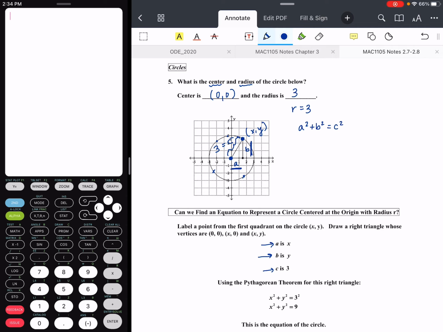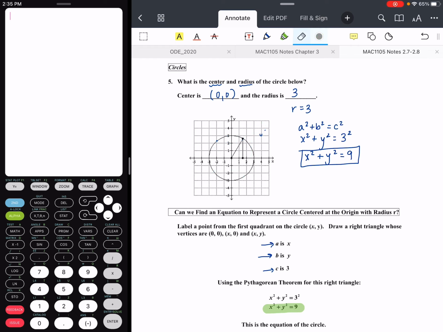Then I can rewrite this as x squared plus y squared equals 3 squared, or simplified, x squared plus y squared equals 9. So x squared plus y squared equals 9 is the equation for this circle. And that would create a relationship between any x, y ordered pair. If you identify any x, y ordered pair on the graph, you know that x squared plus y squared will equal 9.